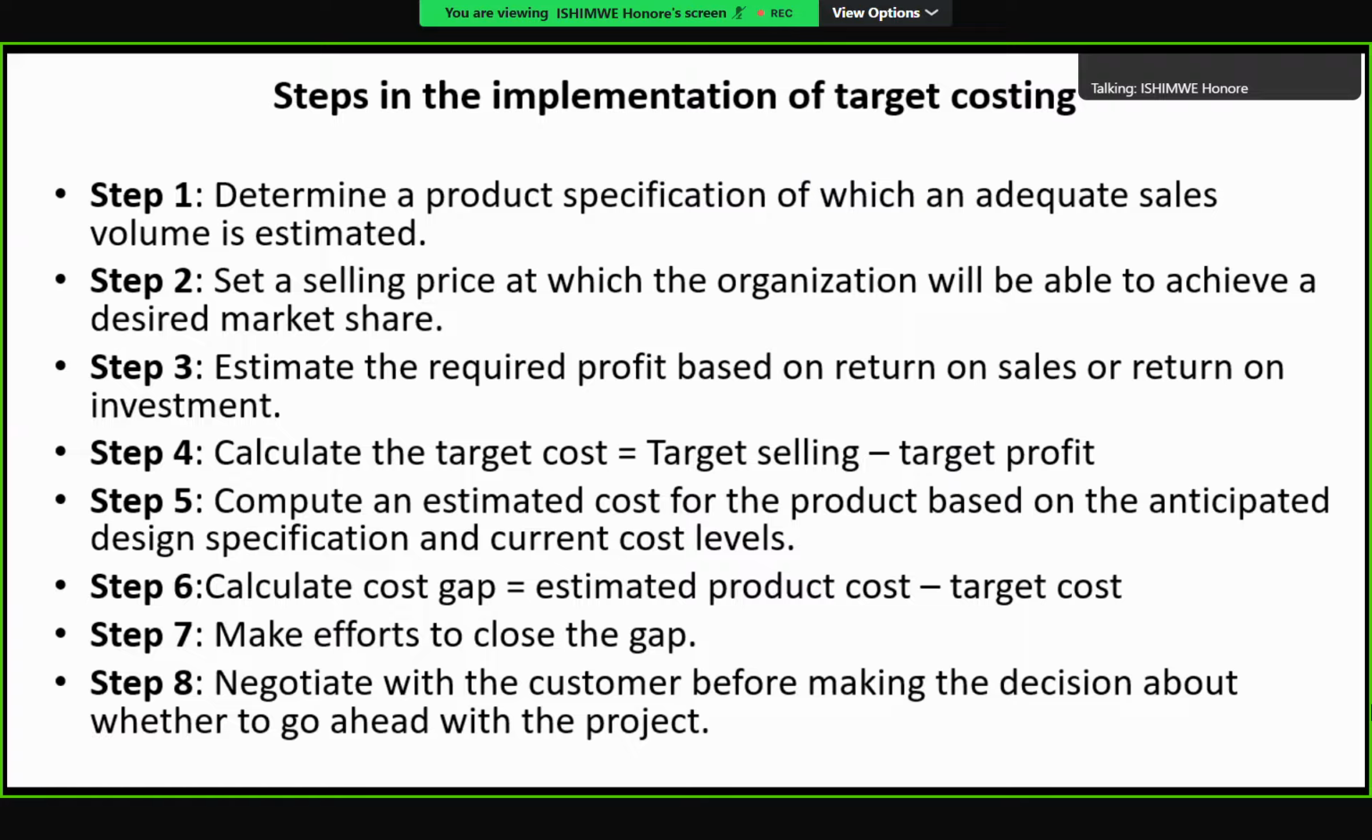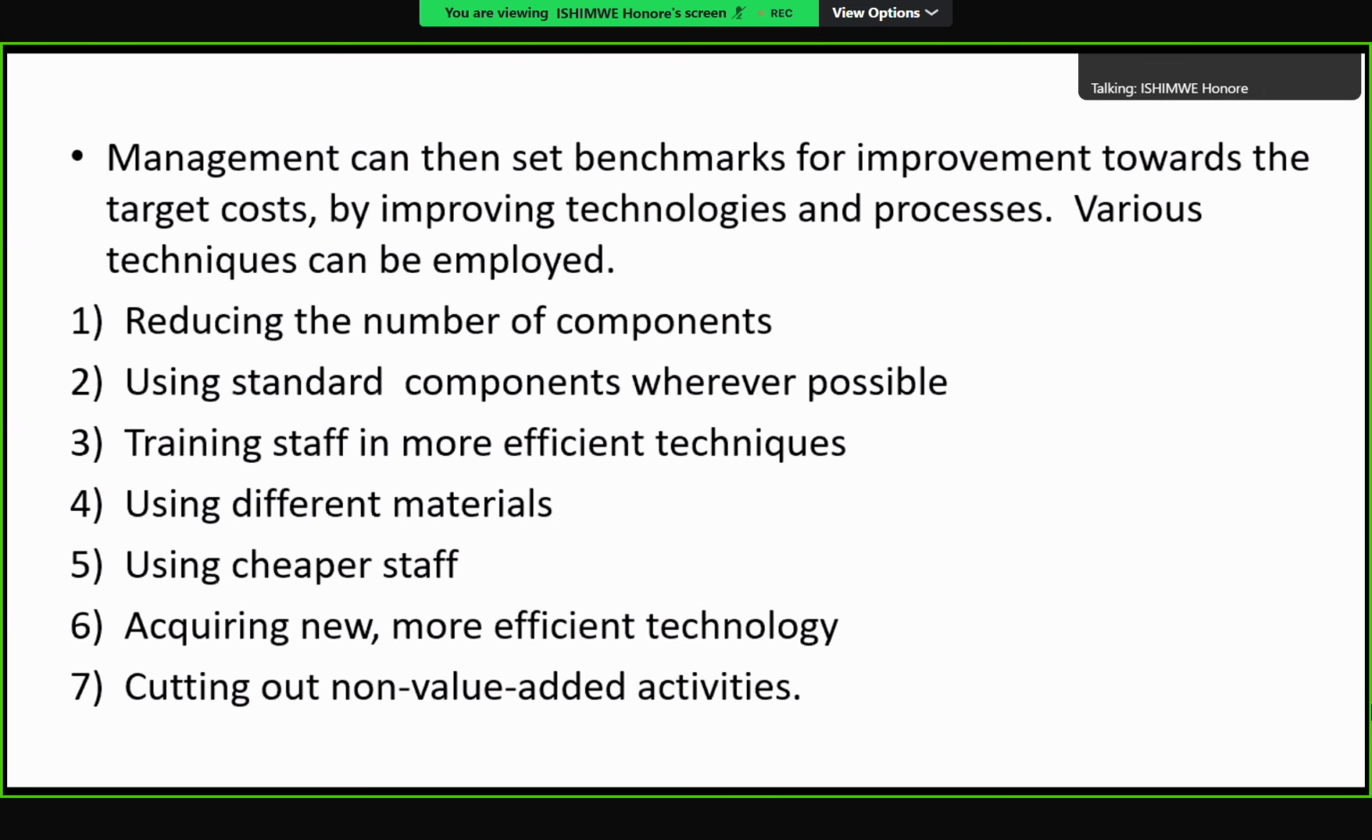How do you close the gap? You can negotiate with the customers before making the decision about whether to go ahead with your project. So you make all the effort to close the gap. We have so many things you can do to close the gap. Management can then set the benchmark for improvement towards the targeted cost by improving the technology and the process. So there are various techniques that can be employed to reduce the gap, to shut that gap down.